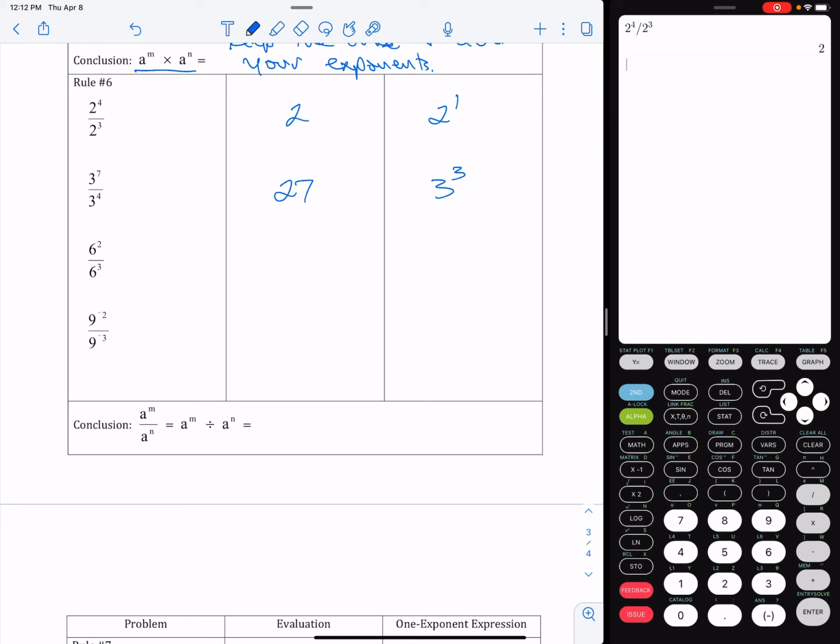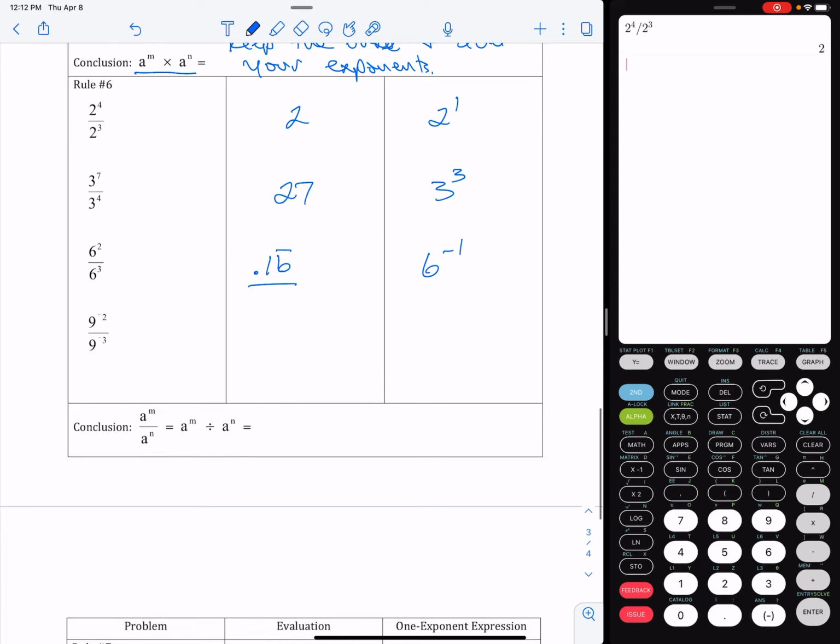Now this next one gives you kind of a weird answer. If you do 6 to the 2nd divided by 6 to the 3rd, you actually end up with 0.16 with a bar on the 6. Which is, if you pay attention to what's going on, 6 to the negative 1. Or we know that this decimal, because of the fraction to decimals that we're learning, is just 1 over 6.